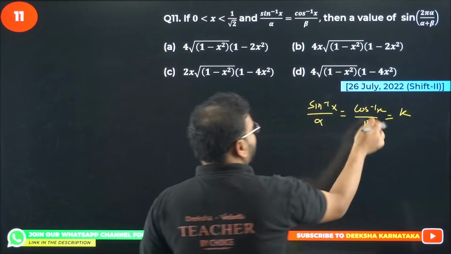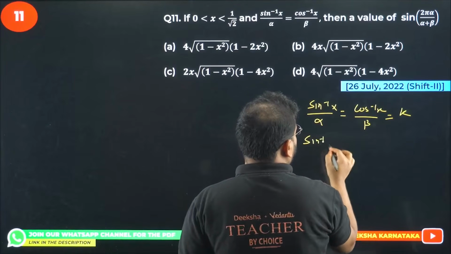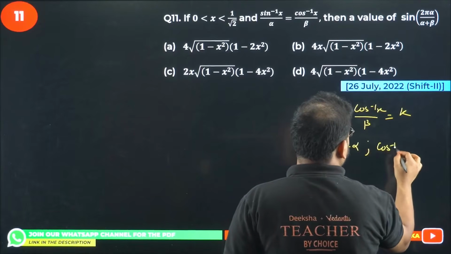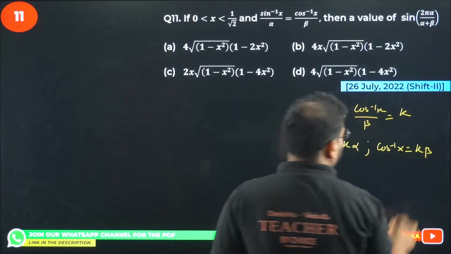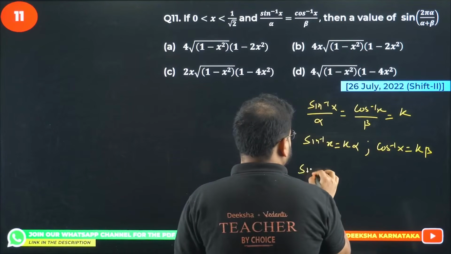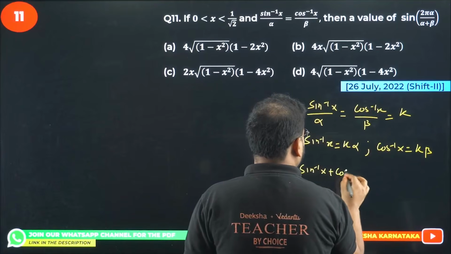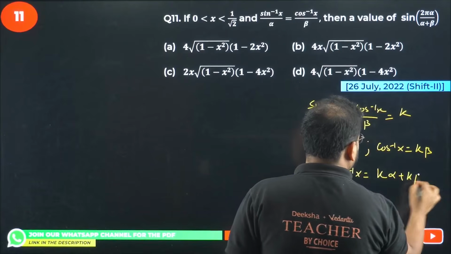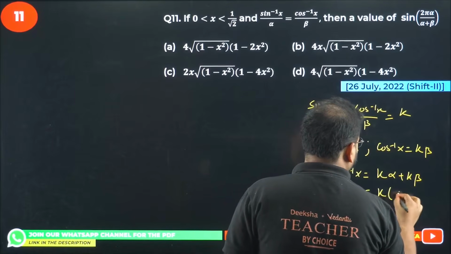So if I do that, I get sine inverse of x as k alpha and also cos inverse of x as k beta. Okay, let's add these two. So I get sine inverse of x plus cos inverse of x equals k alpha plus k beta. Take k common, I get alpha plus beta.